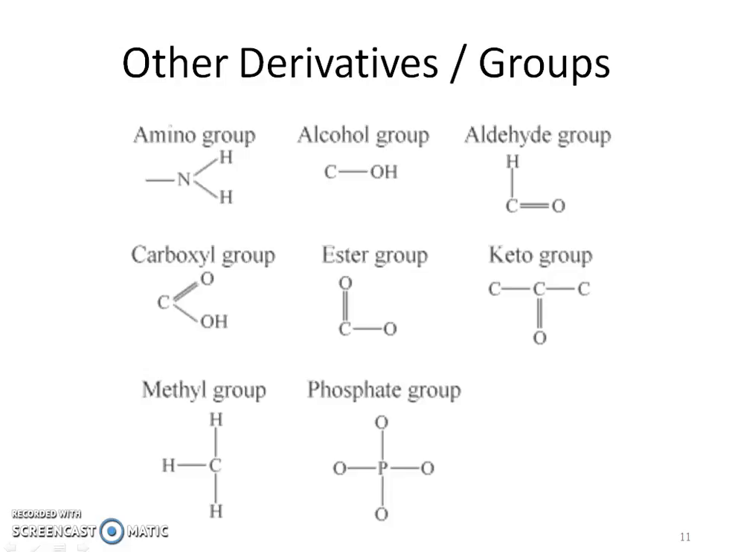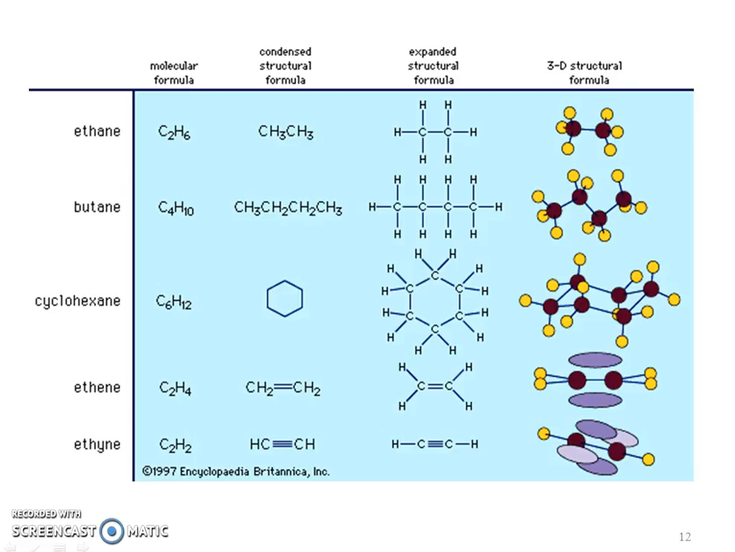Again, we looked at these in Chapter 24. So if you need to, go back and make sure that you remember these groups, especially the ones that we learned: the amino, the alcohol, the carboxylic. That's going to be real important in acids, ester, and the ketones. So make sure that you know those again.